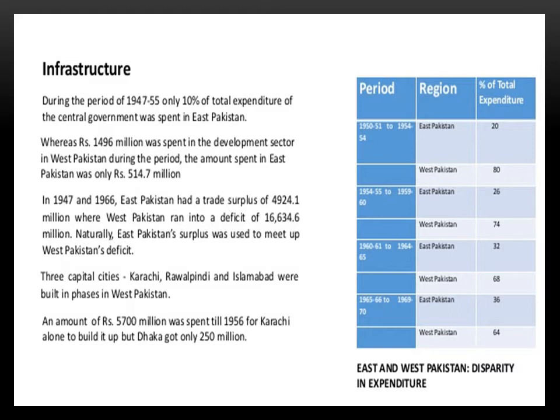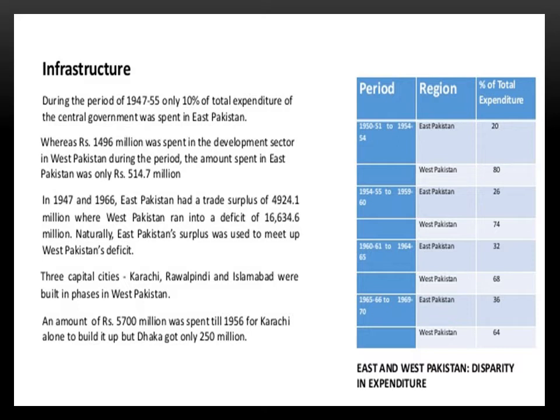So the huge differences were built in the infrastructure sector in East and West Pakistan. During the period of 1947 to 55, only 10% of total expenditure of the central government was spent in East Pakistan, whereas rupees 1,496 million was spent in the development sector in West Pakistan during the period. The amount spent in East Pakistan was only 514.7 million. So you can see the difference, although the population of East Pakistan was higher than West Pakistan.